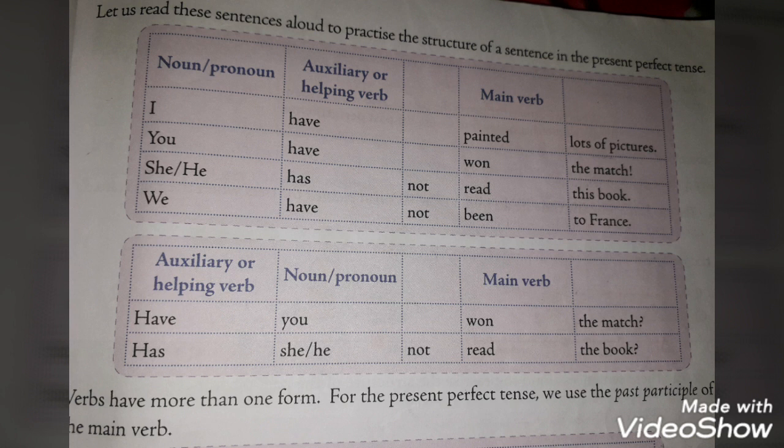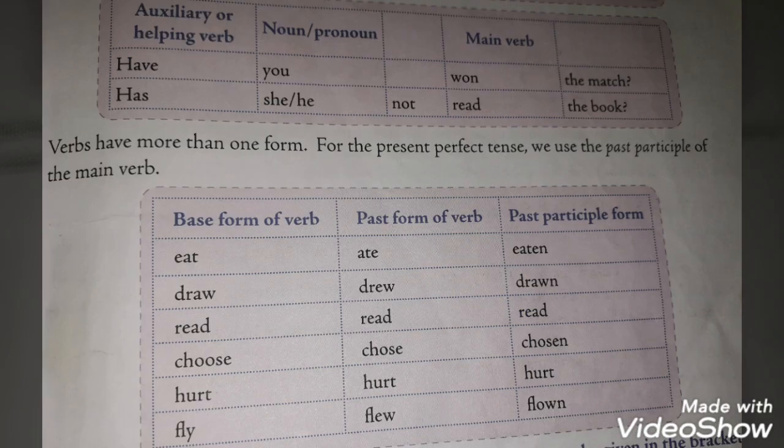In the same way, these are interrogative sentences. Here, have you won the match? Have is the helping verb, you is the pronoun, the main verb is won the match. Have you won the match? Interrogative sentence. Has she not read the book? Has is the helping verb, she or he is the pronoun, not, read is the main verb, the book. Has she not read the book?